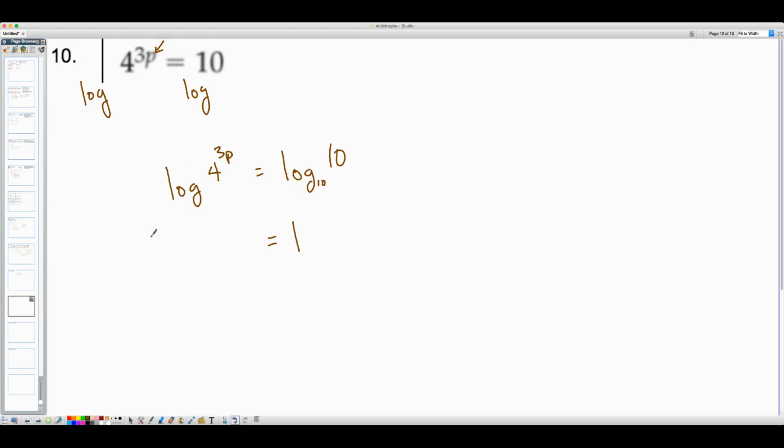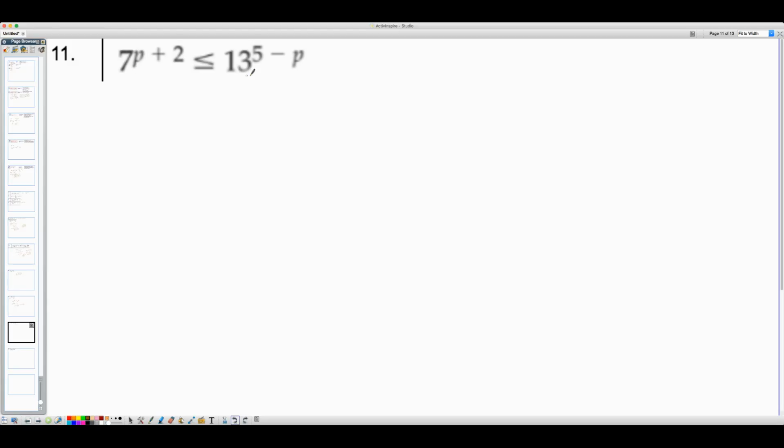On the left side, I'm going to write this with the exponent on the outside, 3p times log of 4. Now we'll divide both sides by 3 and by log of 4 to get p by itself. I get p is equal to 1 over 3 times log of 4, and that's log in base 10. If I plug this into the calculator, 1 divided by 3 log of 4, I get 0.5537 when it's rounded to the fourth decimal place.